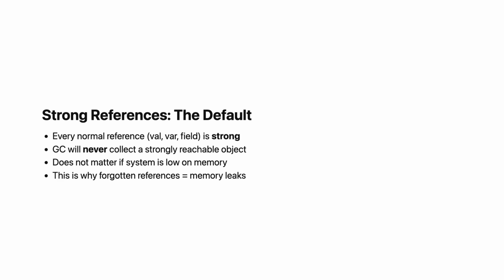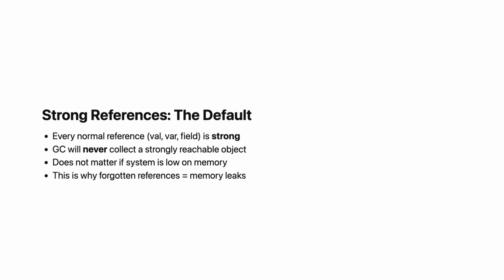The GC will never, under any circumstances, collect a strongly referenced object. It does not matter if the system is critically low on memory. It does not matter if the object has not been accessed in hours. As long as there is a path of strong references from a GC root to the object, it lives.